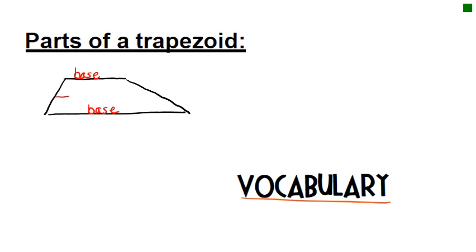If we draw a line parallel to those bases that goes halfway through, we call that the median of the trapezoid. So it goes halfway through. So those two pieces are congruent. These two segments are congruent. All right, and that's called the median of your trapezoid.